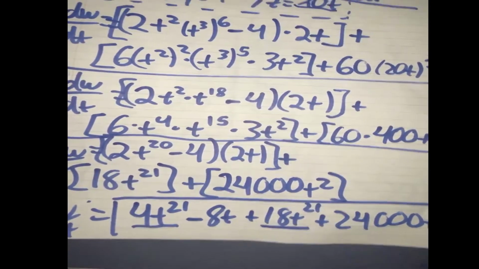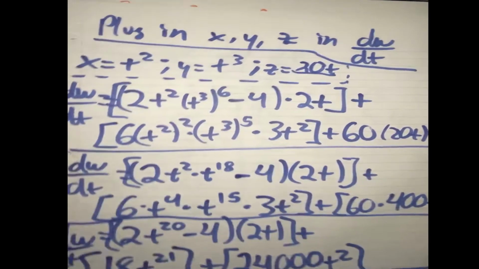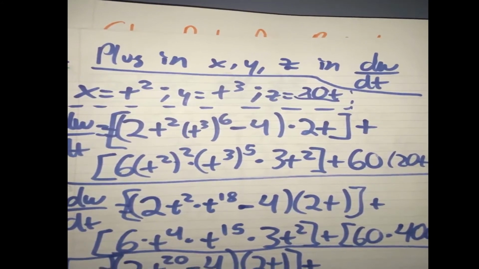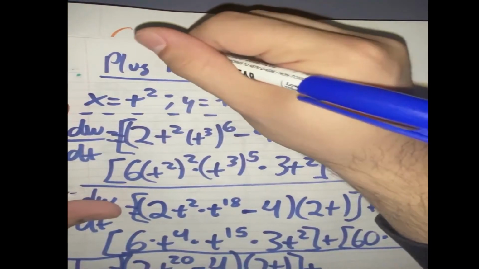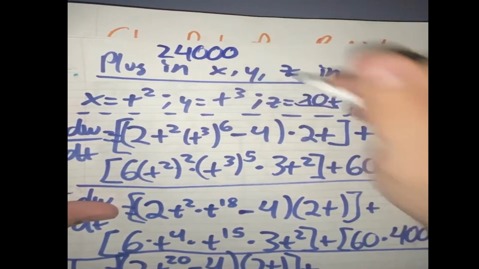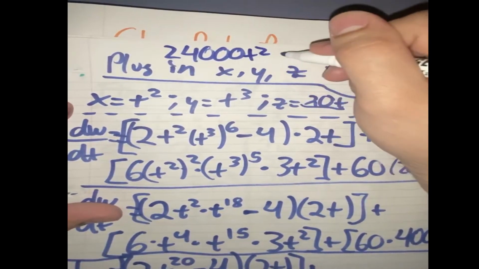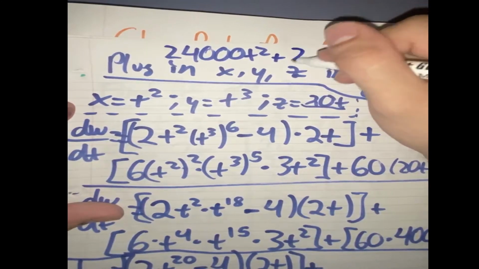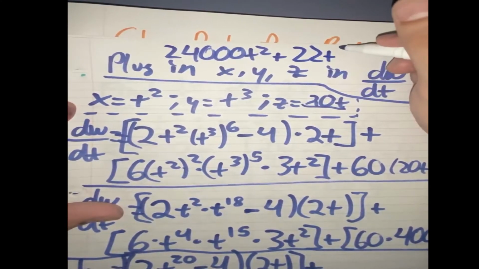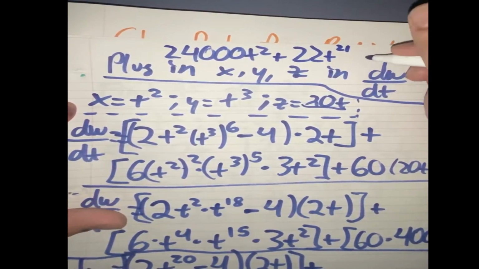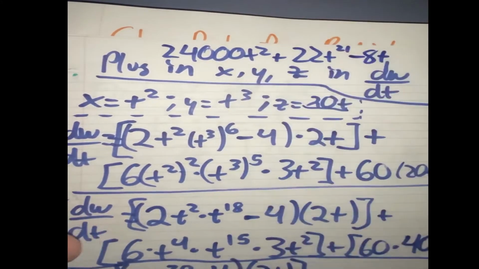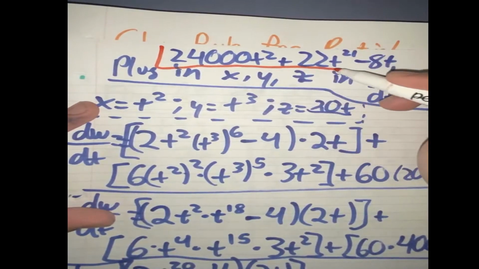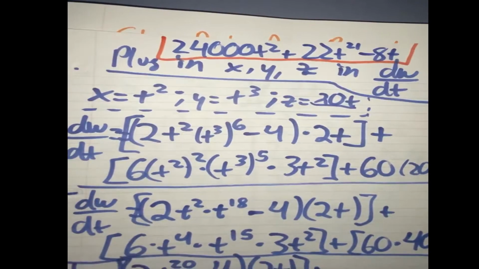And just know, I ran out of space, but I'll put the final answer up here so that way for your reference, the final answer was 24,000 t squared plus 22 t to the 21 minus 8t. So that is actually our official final answer when you simplify the two terms that have the same exponent.